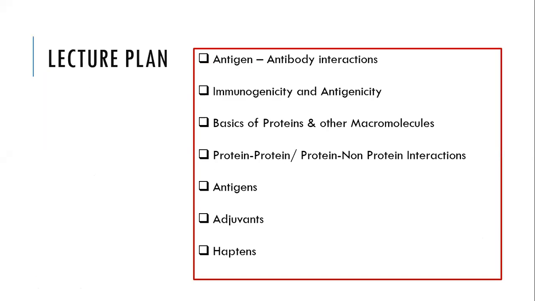I will cover today's lecture in the following concepts. For example, we will briefly talk about immunogenicity and antigenicity, and basic structural and functional aspects of proteins. What are the basic units proteins are made up of? What are the other macromolecules? What is protein-protein interaction, protein-non-protein interaction, and antigens, adjuvants, and haptens. We will talk about these in this class.